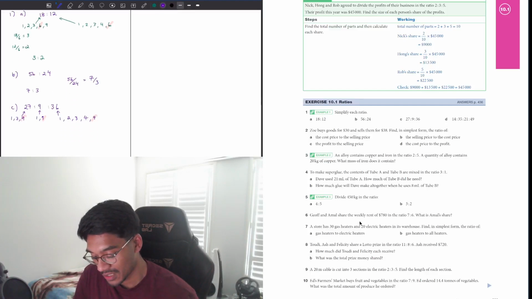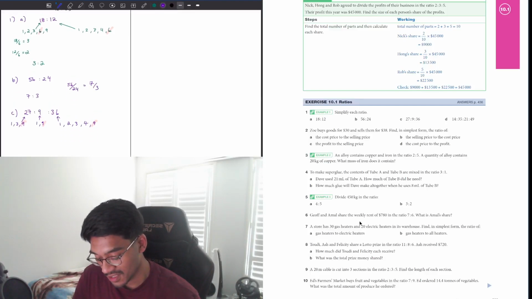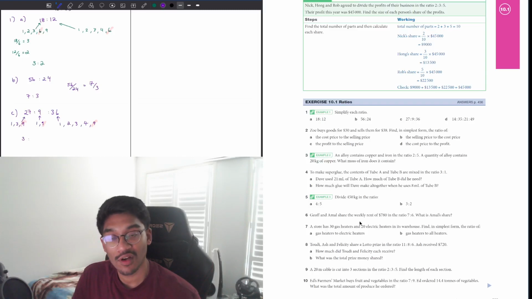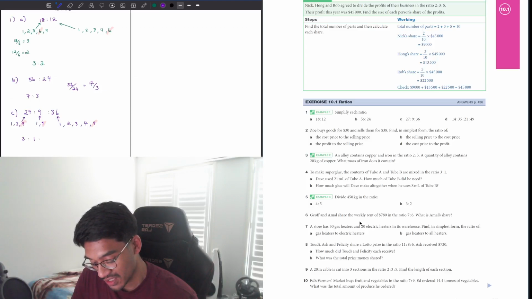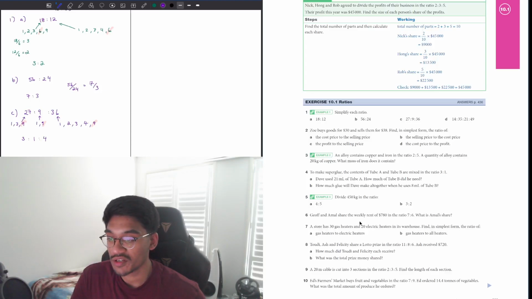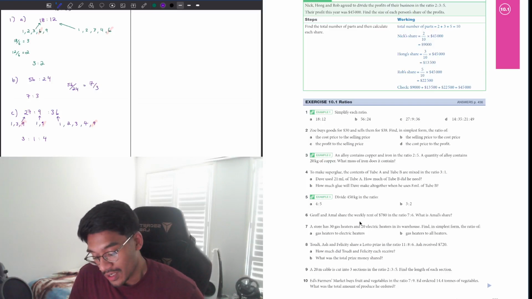So we divide everything by 9. 27 divided by 9 is equal to 3. 9 divided by 9 is equal to 1. 36 divided by 9 is equal to 4. So our new ratio is 3 to 1 to 4. All right.